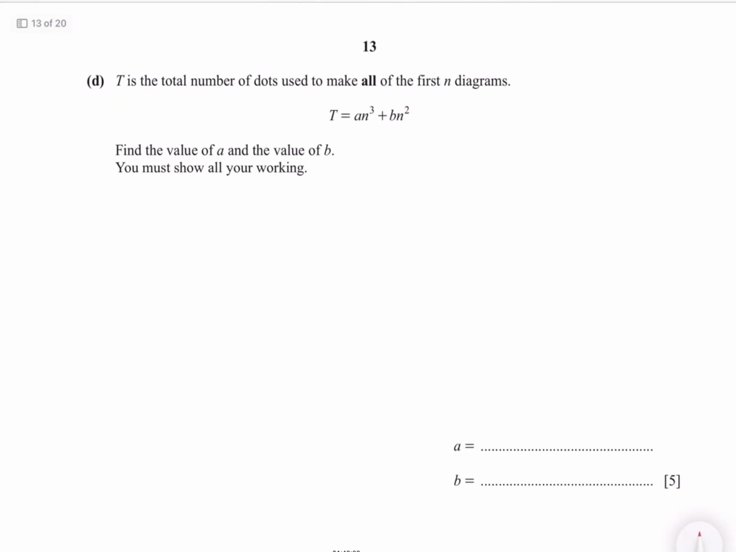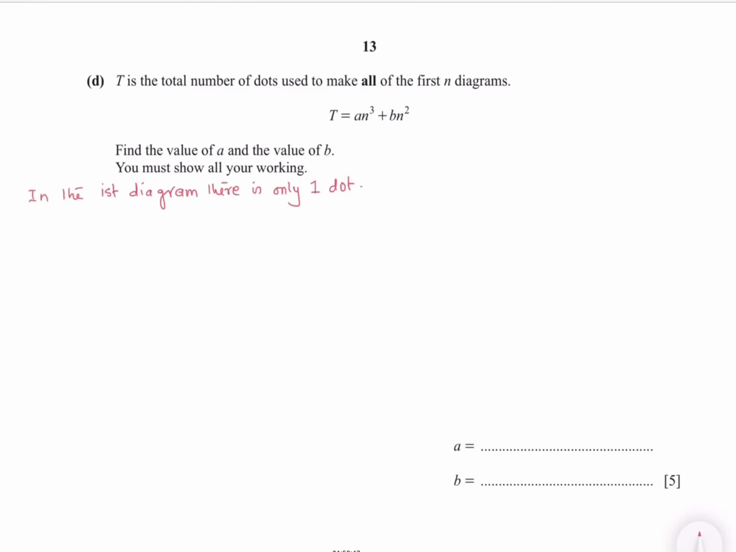Part D. T is the total number of dots used to make all of the first n diagrams. T equals a n cubed plus b n squared. Find the value of a and the value of b. You must show all your working, so it's 5 marks. So definitely you have to show your working.